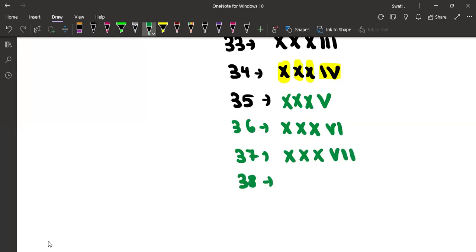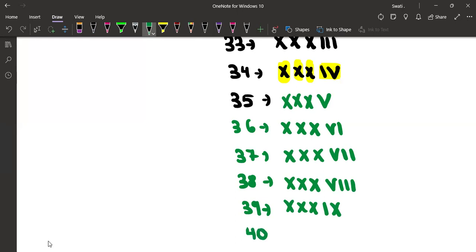All right. Next is 38. So that is 10, 20, 30, and then, of course, it's 8. So you know the symbol for 8, which is this. Now it's 39. Of course, makes sense. 10, 20, 30, and you know the symbol for 9, which is IX. So it is this. Now it's 40.